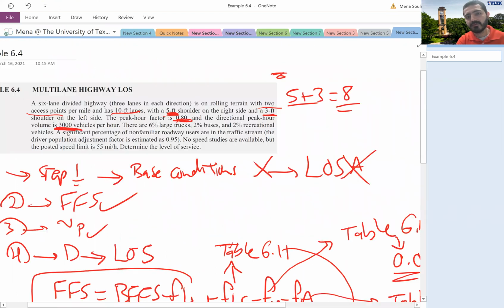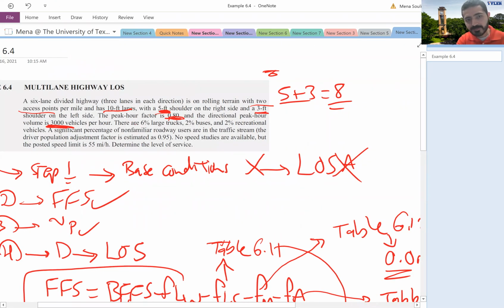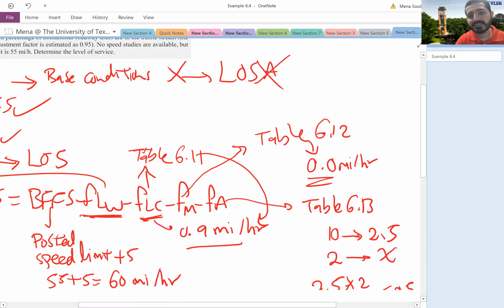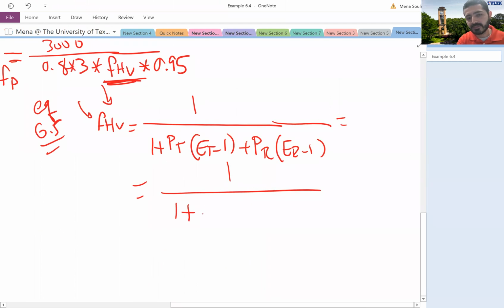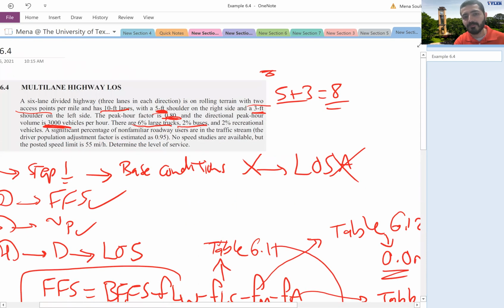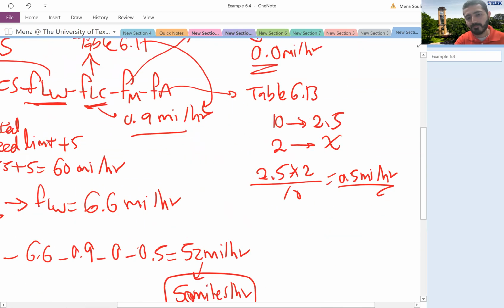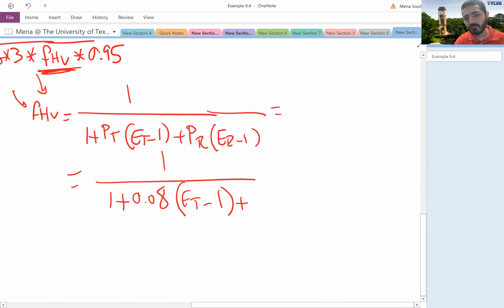So let's go here to the question. There were 6% large trucks and 2% buses, so we need to sum these two up. 6% and 2%, that's 8%, so that's actually 0.08 times ET. We need to get it from a table, but let's keep it for now. Plus PR, the percentage of RVs. In this example, we have 2%, so that is 0.02.